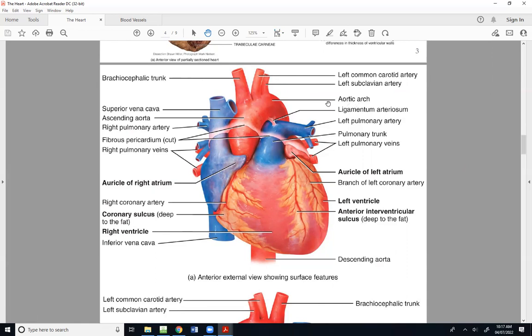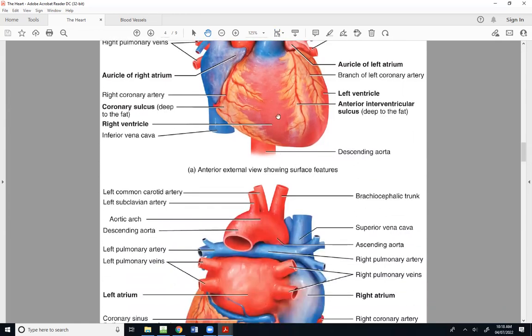On the right side of the image here, once again, aorta is fine. Ligamentum arteriosum, left pulmonary artery, pulmonary trunk, left pulmonary veins, left auricle, left atrium, left ventricle, anterior interventricular sulcus.